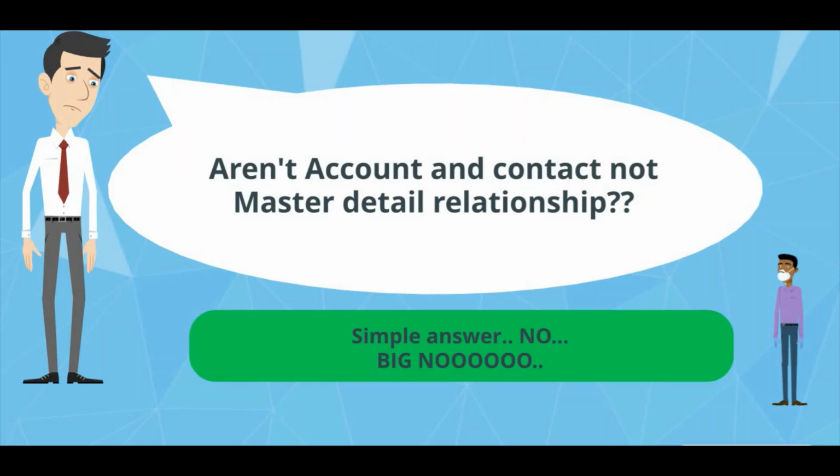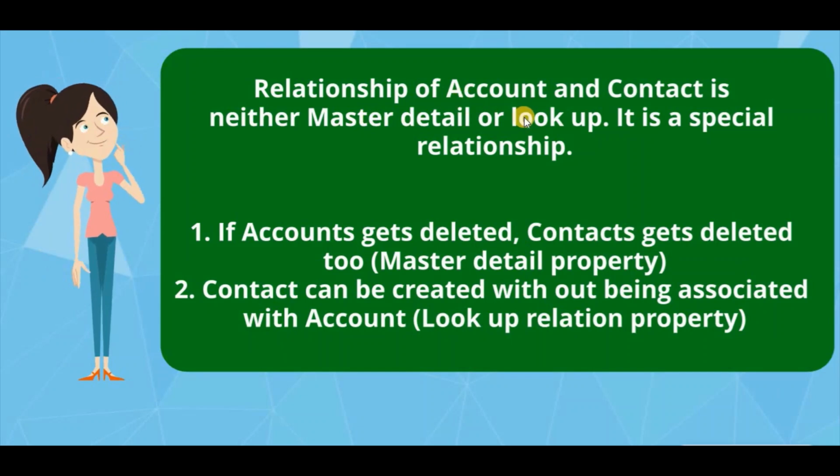So if someone asks whether we can create a rollup summary field on account to find the total number of contacts or the sum of so and so field on contacts, no, it cannot be done because account and contact are not master detail, and not a lookup also. It's a special relationship, which means if an account gets deleted, the contacts associated with that account get deleted, which is a master detail property, right? So as per the master detail relationship, if object A records are deleted, its associated object B records will get deleted, which is a master detail property.